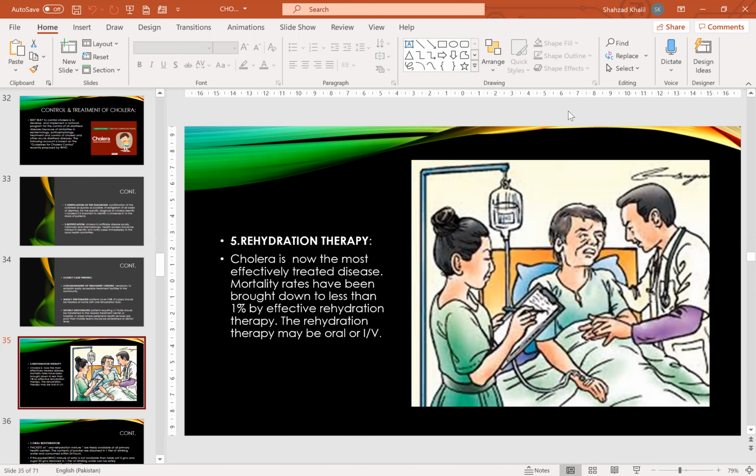Rehydration therapy. Cholera is now the most effectively treated disease. Mortality rates have been brought down to less than 1% by effective rehydration therapy. The rehydration therapy may be oral or intravenous.